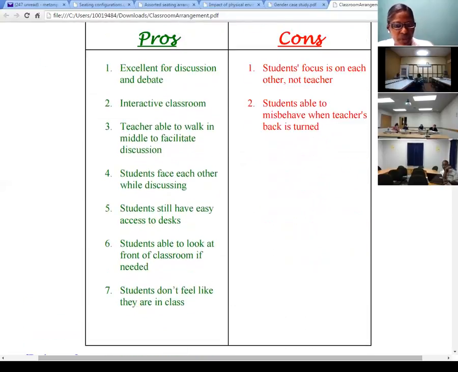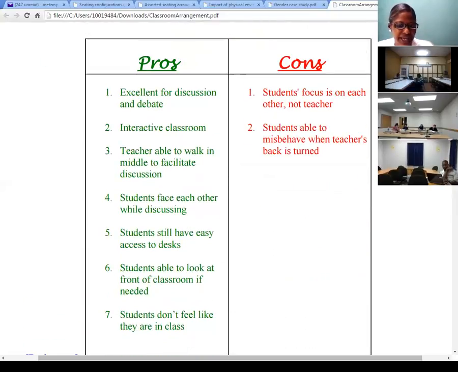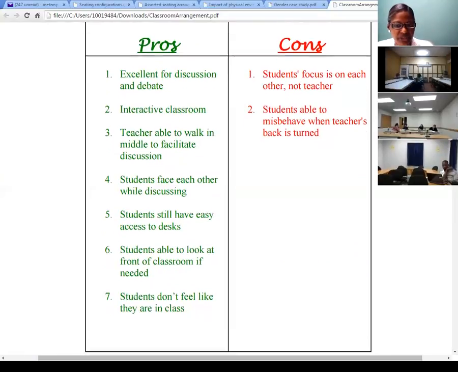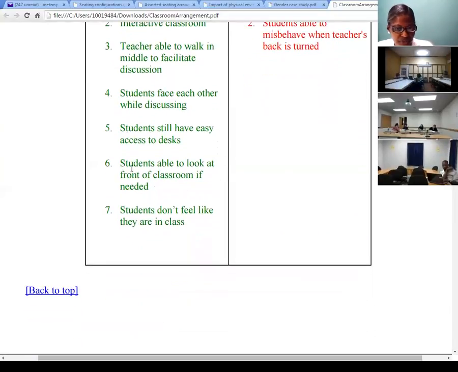Students face each other while discussing. Students have easy access to their desks. They're able to look at the front of the classroom if needed. And Samuel, get this last one here. Students don't feel like they're in the class.